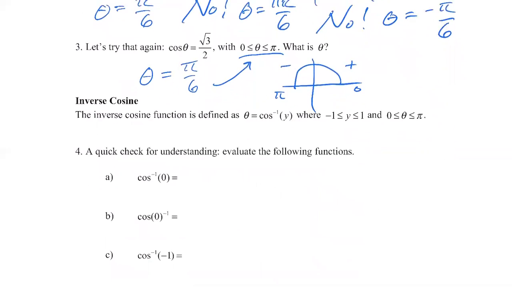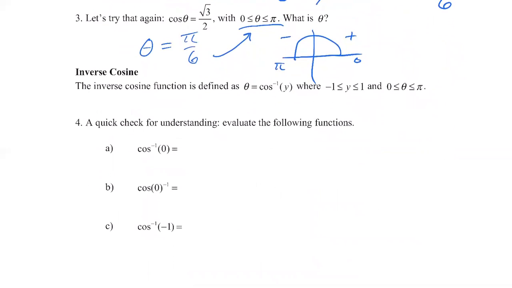And this leads us to the idea of the inverse cosine function. The inverse cosine function is defined as theta, so it produces angle values, equal to arc cosine or inverse cosine of y, where y has to be between negative 1 and 1, and we will output angle values of theta from 0 to pi.